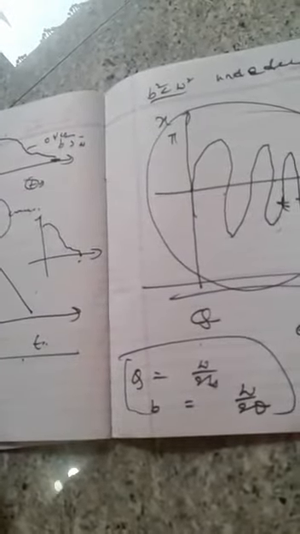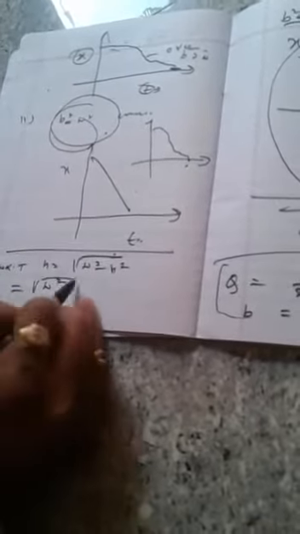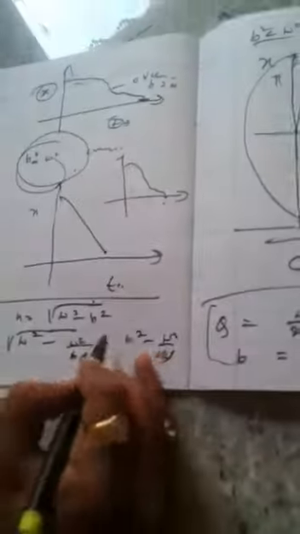We know one fundamental equation: n square is equal to omega square minus b square. If I take omega square common and substitute the b square, we get omega square minus omega square by 4Q square. Taking omega common, we write omega times the square root of 1 minus 1 by 4Q square.